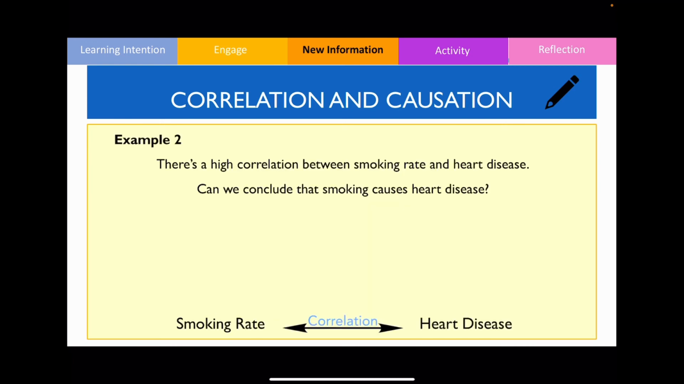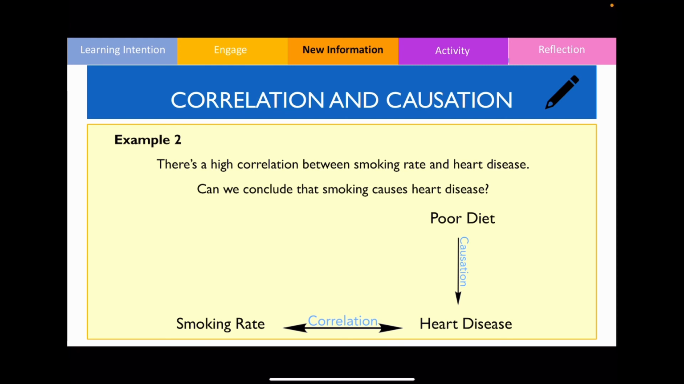In this example, it reads, there's a high correlation between smoking rate and heart rate. Can we conclude that smoking causes heart disease? The answer to this is going to be no, because there are other factors or other variables that could also contribute to heart disease. For instance, another factor could be poor diet. So poor diet could also cause and explain why one may have a higher risk of heart disease.